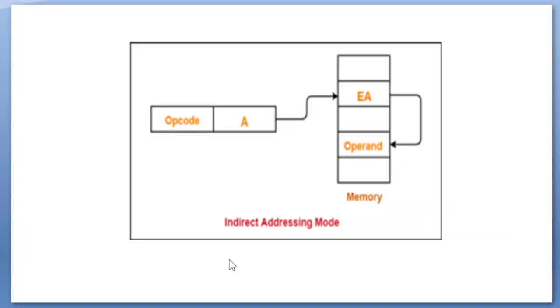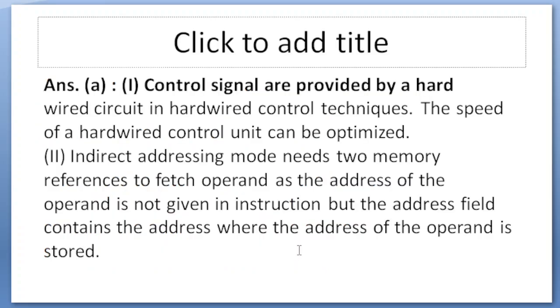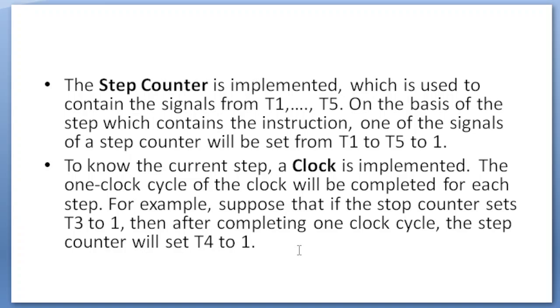Here in this picture, there is one opcode and one instruction given. This address references only the effective address that is stored in memory. When we reach the effective address, there the actual address of the operand is stored. So here two memory references are needed. That is what indirect addressing mode is. So in this question, both statements are true. I hope this is clear. Moving to the next question.